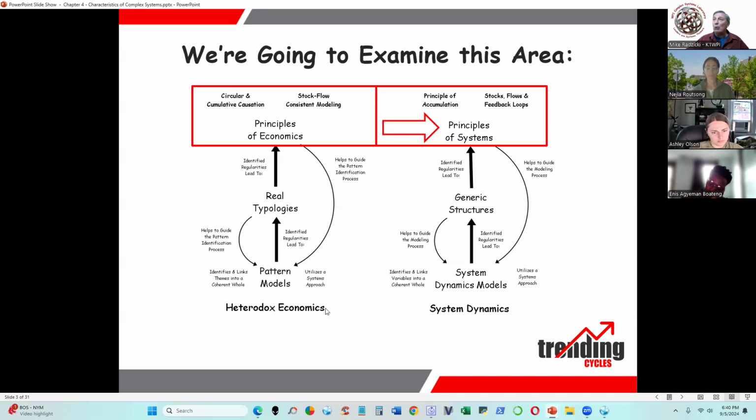But the pattern model traditionally is non-mathematical. It's a case study, like a Harvard case study, okay? And just to complete the discussion here, the economists who are in the schools of thought that do this say that the most important underlying principle is circular and cumulative causation. Okay, and that was Gunnar Myrdal, who won the Nobel Prize in economics for applying that concept to developing nations. And more recently, they do stock flow consistent modeling.